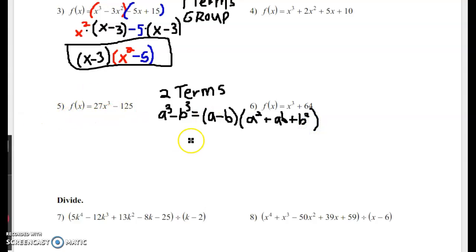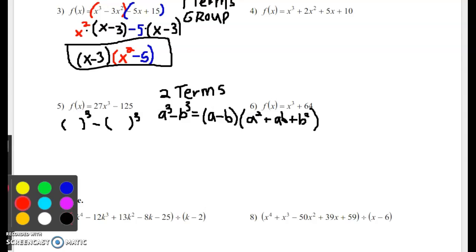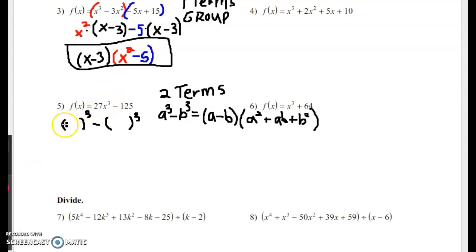So if I look at this pattern and I try to match it up to a cubed minus b cubed, I have to think to myself, well, what cubed is 27x cubed? And I have to think to myself, what cubed is 125? And if you need to, you can use your calculator to kind of figure that out if you can't see it right away. But I know 27 is 3 cubed. And obviously, x cubed is x cubed. So this is 3x cubed. And then what cubed is 125?